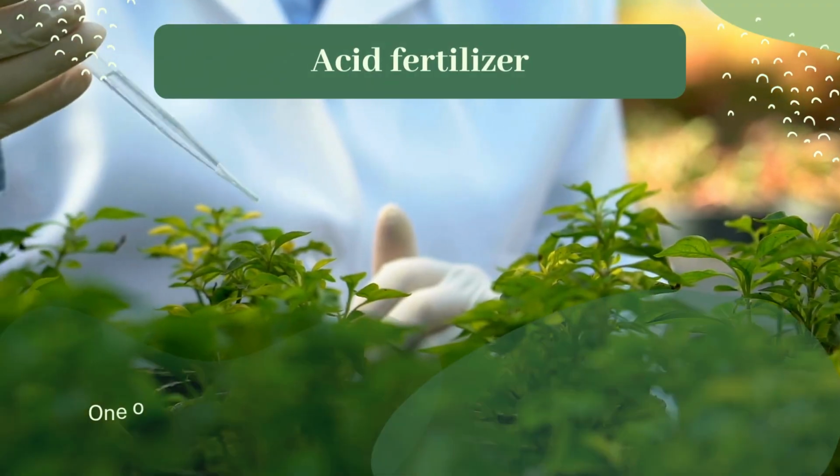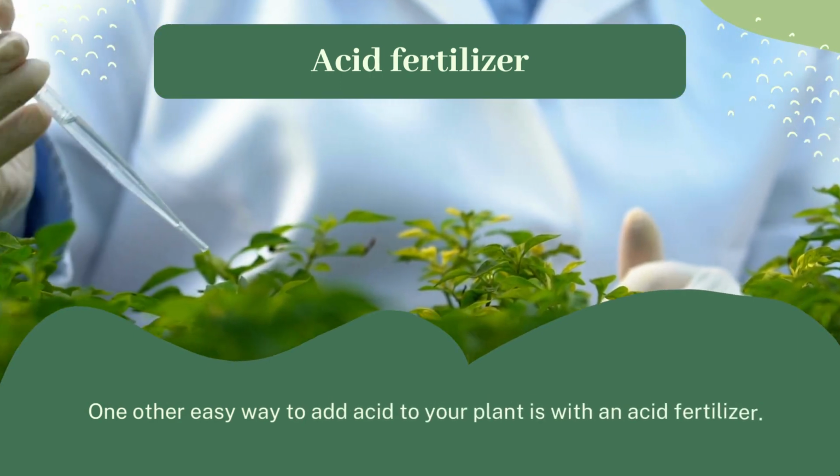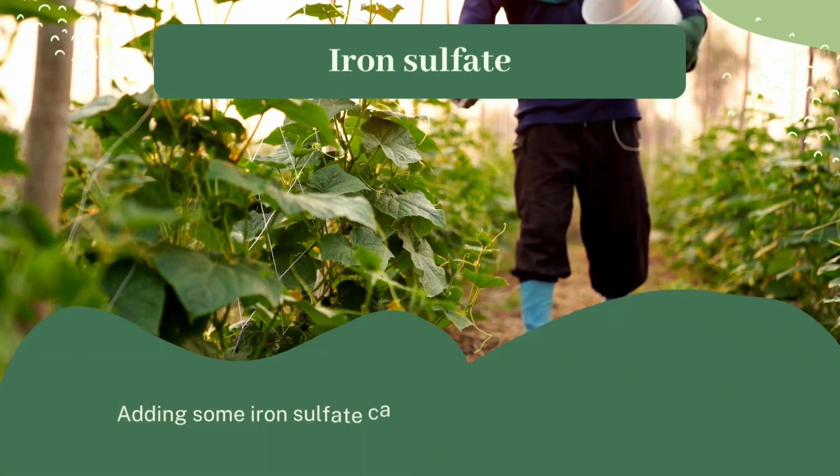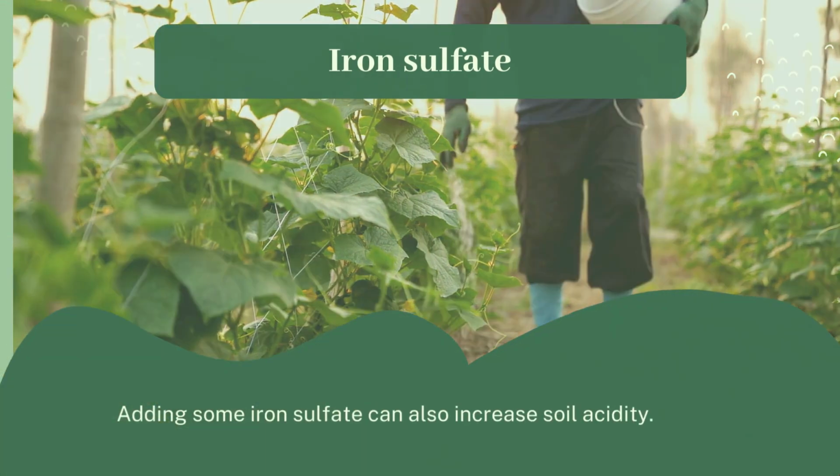Acid fertilizer. One other easy way to add acid to your plant is with an acid fertilizer. Iron sulfate. Adding some iron sulfate can also increase soil acidity.